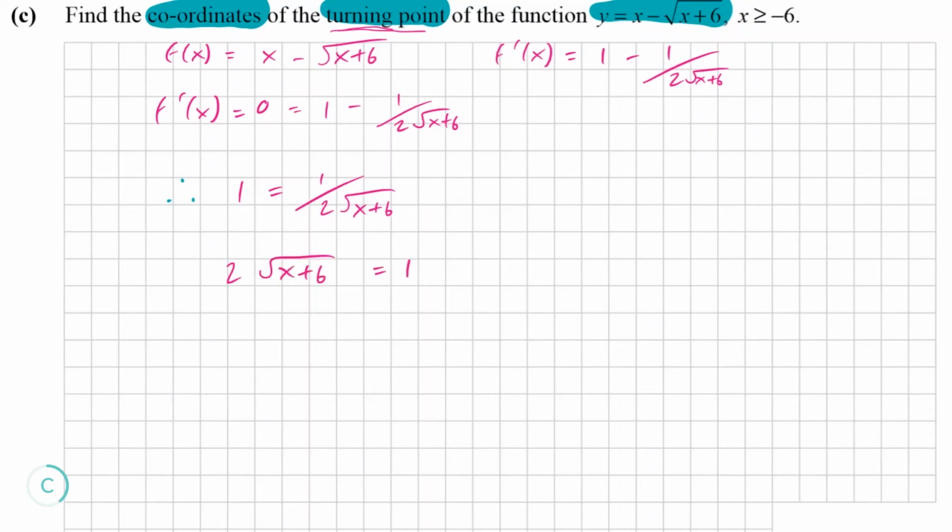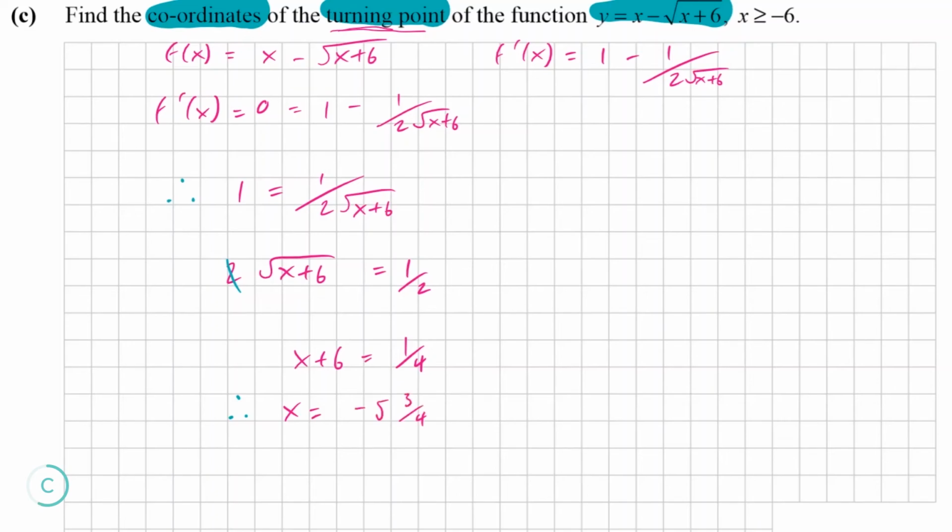So by multiplying across by 2 root x plus 6, we're going to get rid of our fraction. And we can now also divide by 2, which will make this equal to a half. And when you square a half, to get rid of the square root, you're going to have x plus 6 is equal to a quarter. So therefore x is equal to minus 5 3/4.